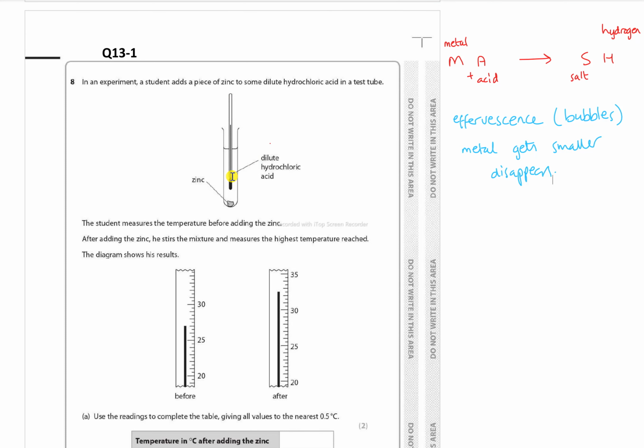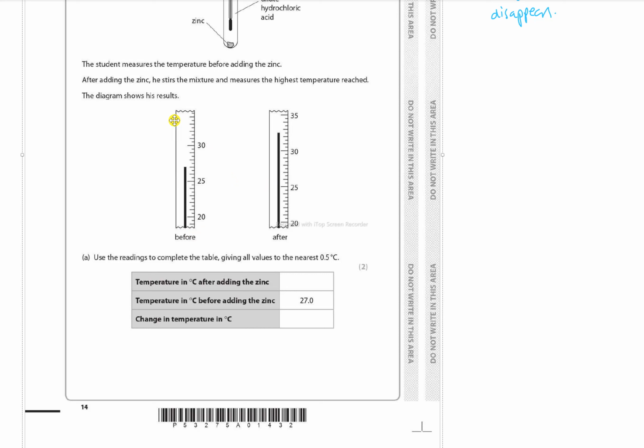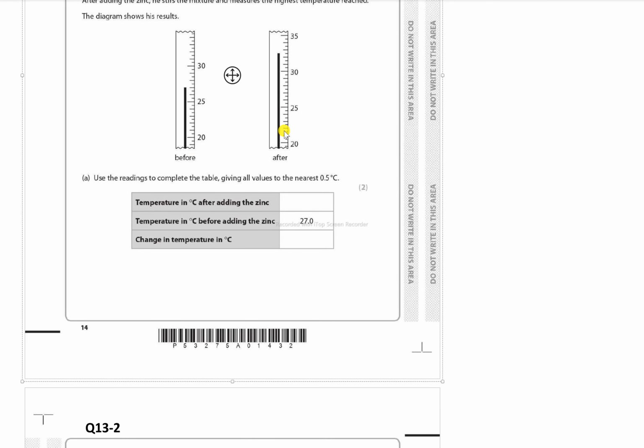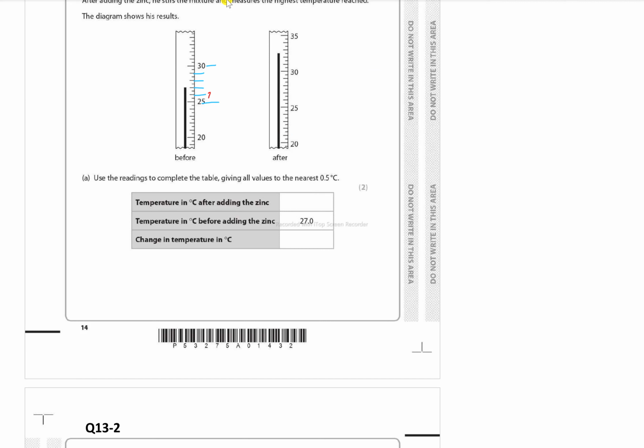Right, and they've got a thermometer here, and that's to measure the temperature. So be careful with these because they're not as easy as they look. Sometimes they go to half a degree, so be very careful. It's very deceptive. So look, you've got 25 here, 26, 27, 28, 29, 30. So it's 27 degrees before, right?